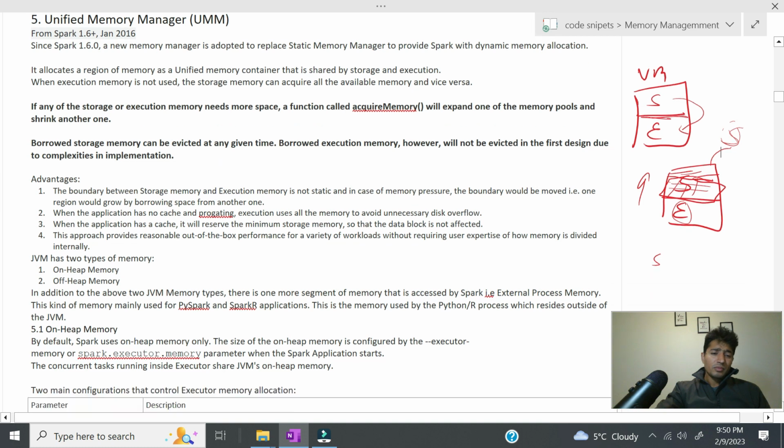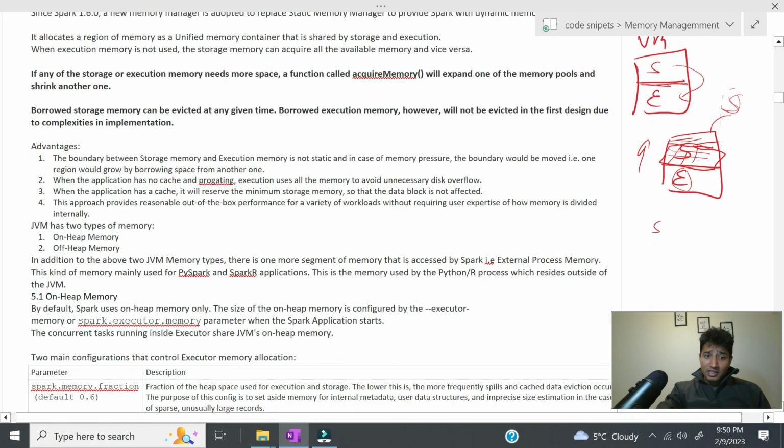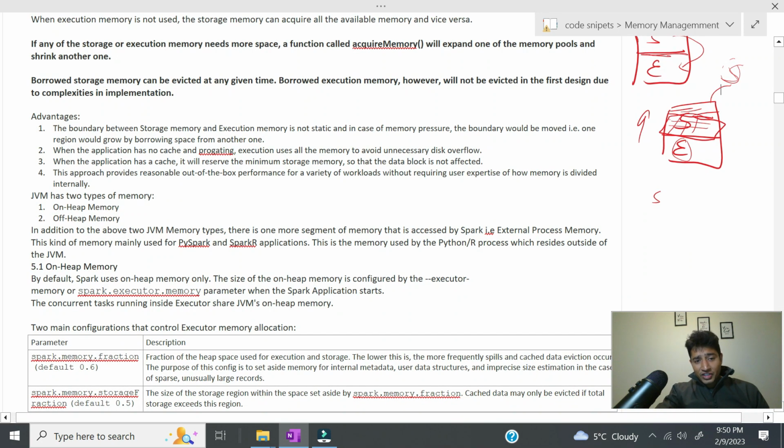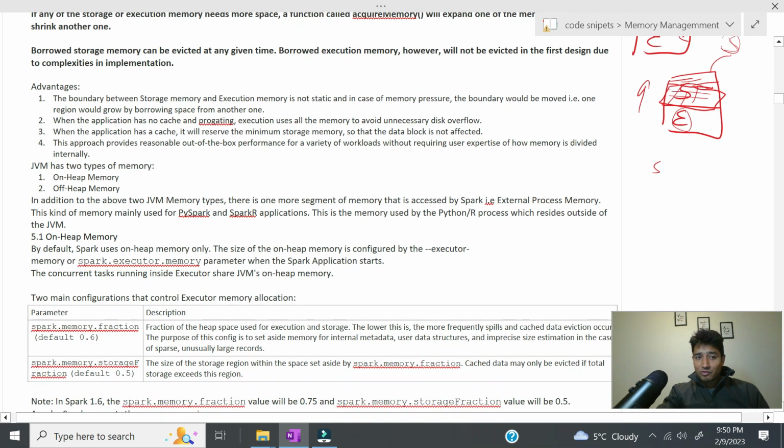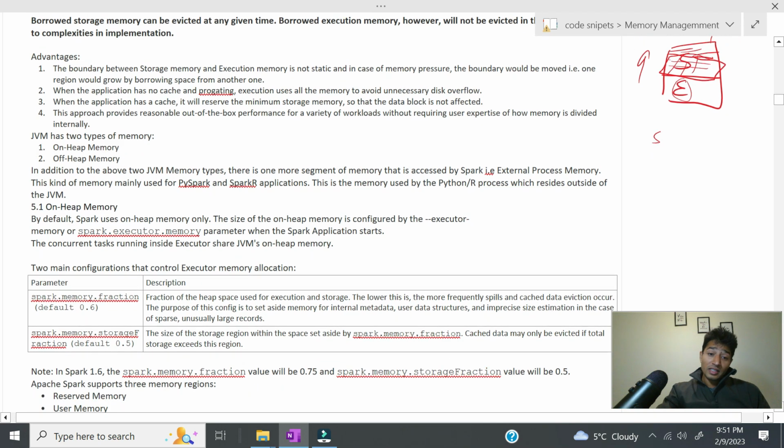Okay. So what are the advantages of this? The boundary between storage memory and execution memory is not static. In case of memory pressure, the boundary would move. One region would grow by borrowing space from another one. When the application has no cache, execution uses all the memory to avoid unnecessary disk spills. When there is cache, it will reserve the minimum storage. The approach provides reasonable out-of-the-box performance for a variety of workloads without requiring user expertise on how memory is divided.